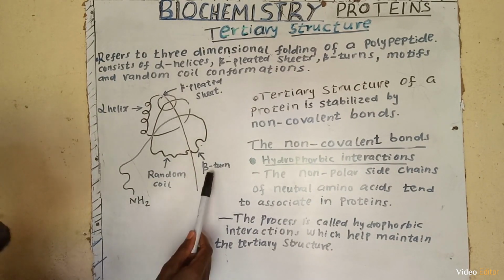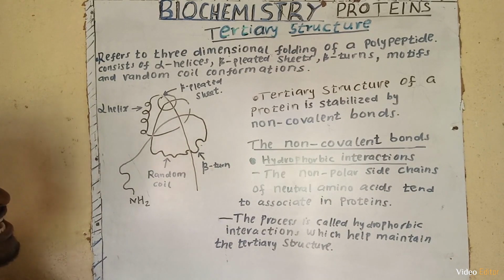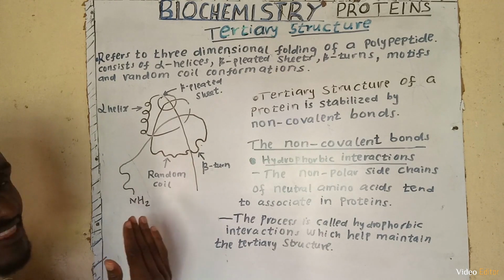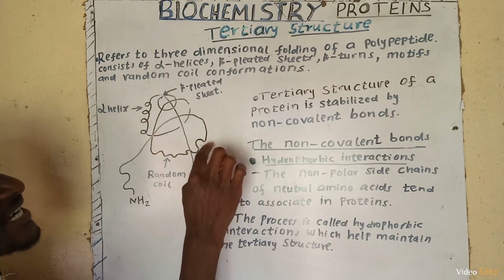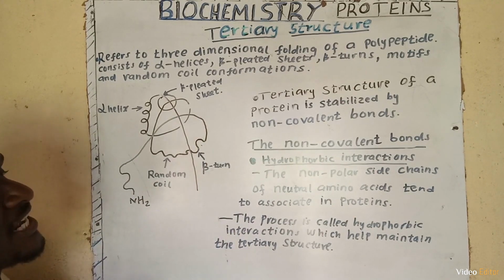Then here we have a beta turn. We've just discussed the beta turns, and we say that each beta turn has got 4 amino acid residues, where the first and the fourth amino acids form a bond, whereas the central amino acids do not form any interactions, they do not exhibit any interactions.